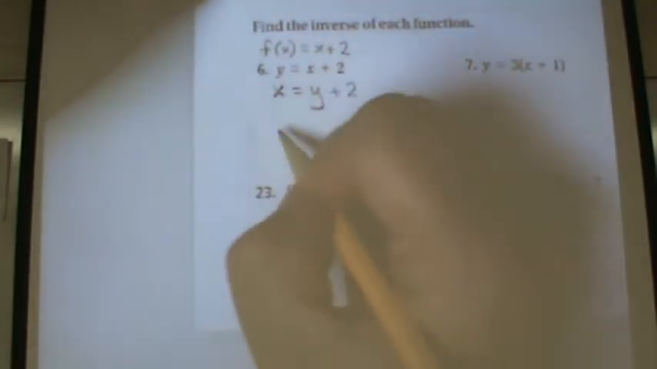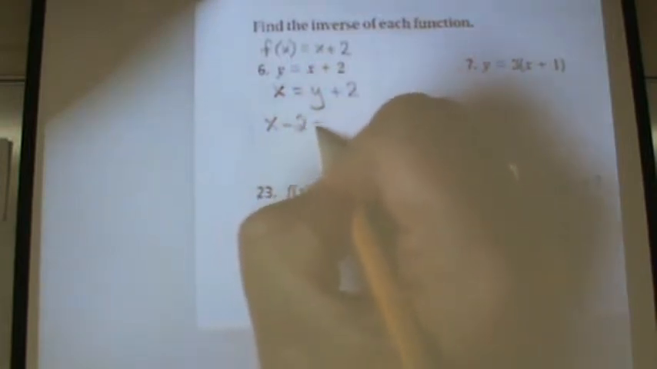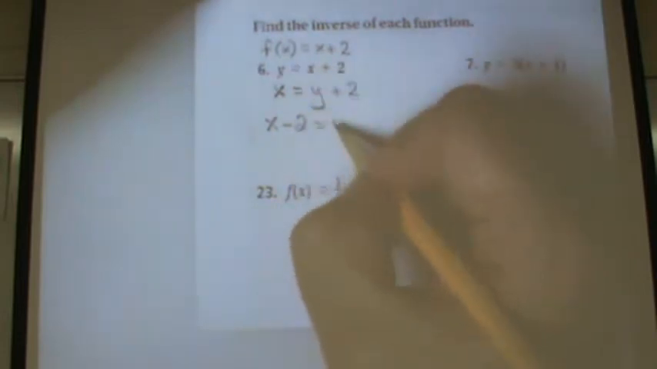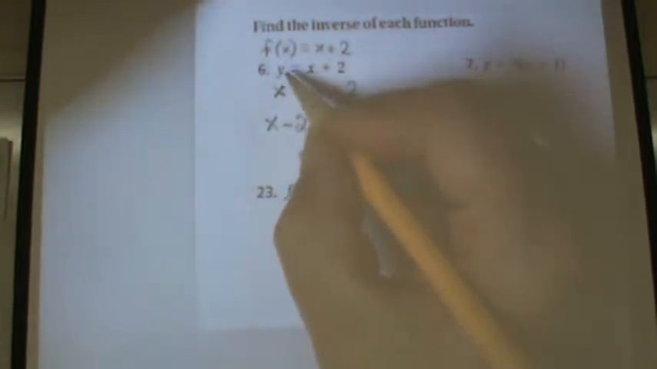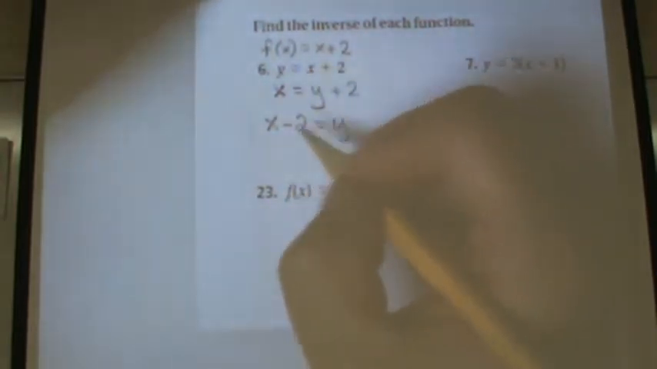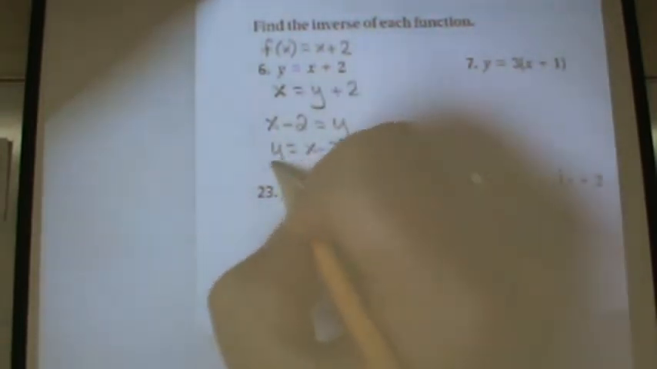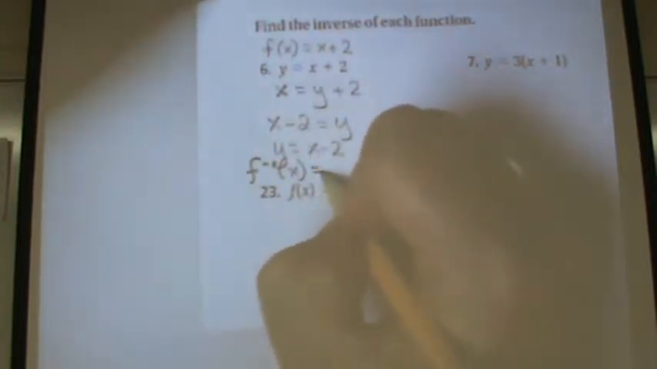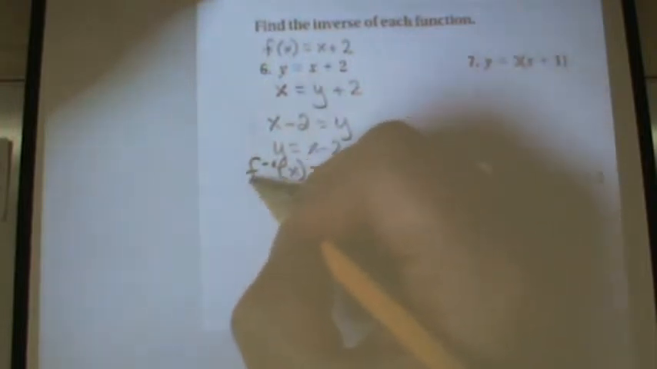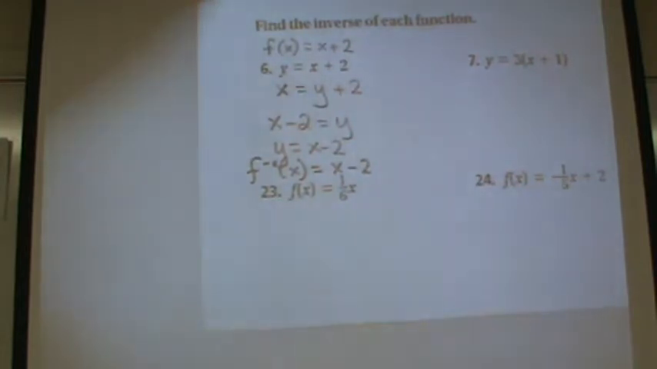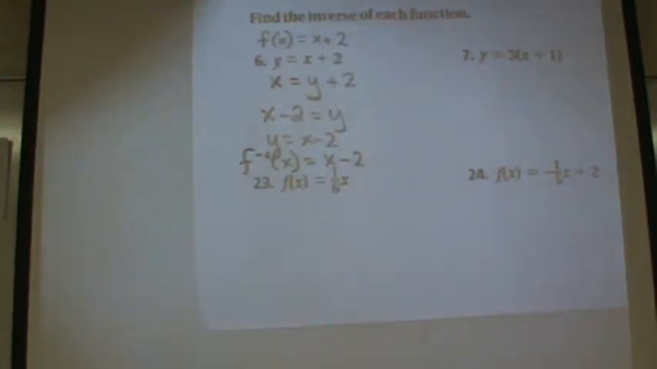So subtract 2. So x minus 2 equals y. And now, you can't keep these both as y. Y is x plus 2, and this is y is equal to x minus 2. They're not the same thing. This is the inverse, so we use this fancy inverse notation. Instead of writing y, we're going to use f negative 1 of x is equal to x minus 2. That's the answer? Yep, that's the answer.